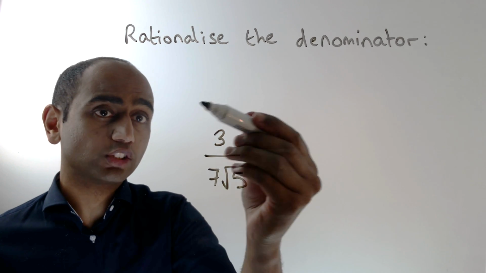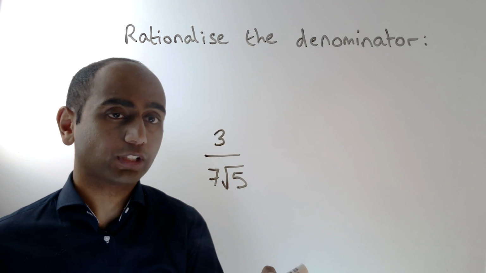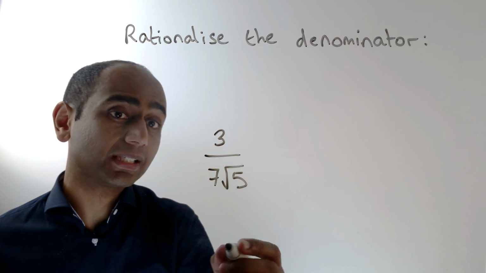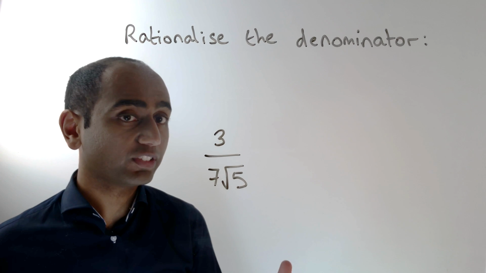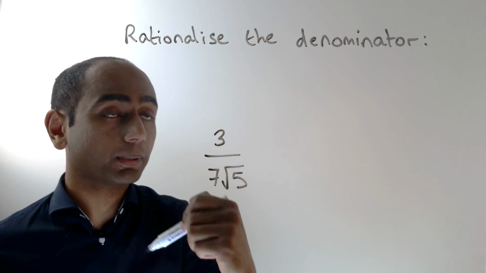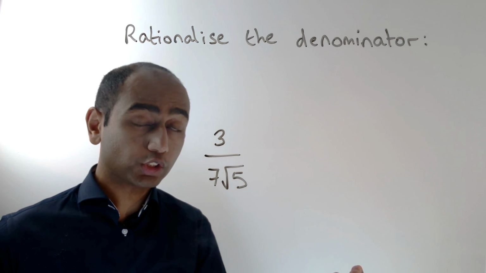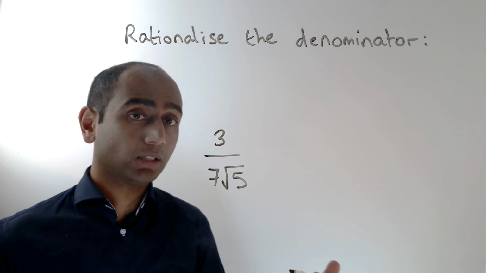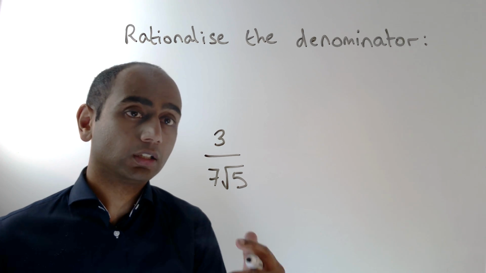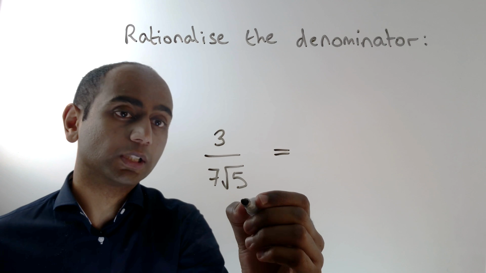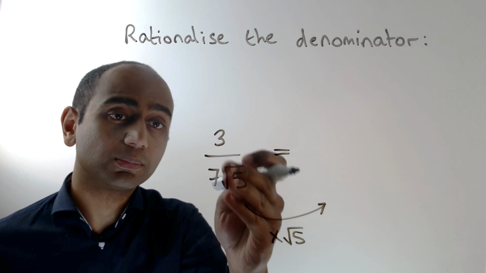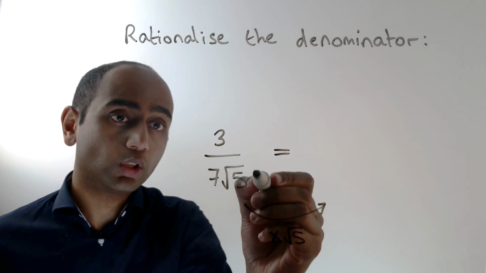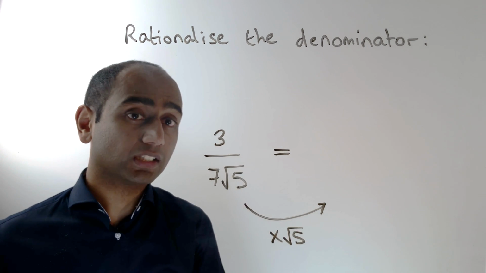In the next question, we need to rationalise the denominator of this fraction. Now, you might be tempted to multiply by 7 root 5, because what we've done in all the previous examples is simply multiply by the denominator. Now, you could do that and it will give you the right answer, but it will actually create more work. What you need to do is just multiply by the square root of 5. There's no need to multiply by the 7. All we're trying to do, remember, is to get rid of the surd.